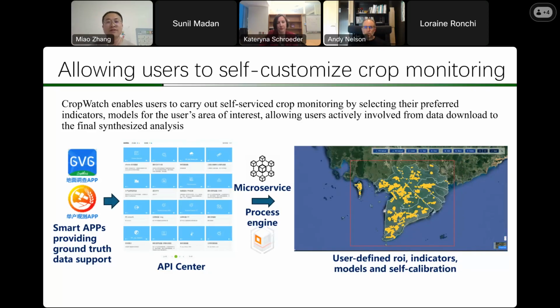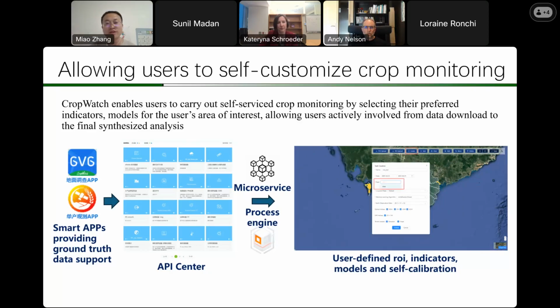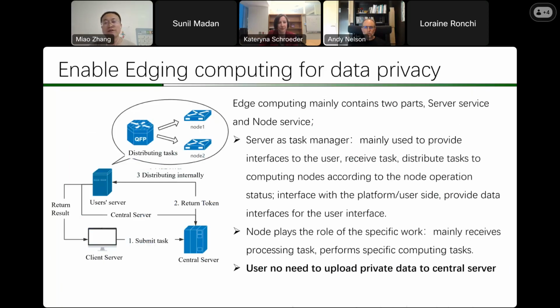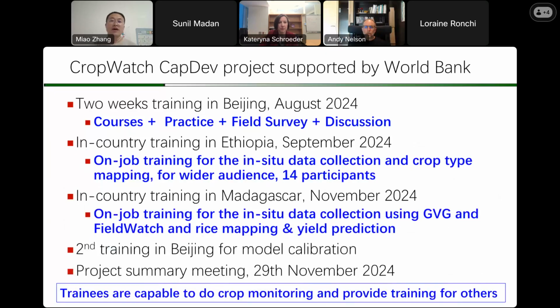So these are some unique features that we offer. And in the future, we also want to provide edge computing technologies so that users can use their own infrastructure and maintain their data on their own site, but using our model to process the data to generate crop-related information to support decision making.